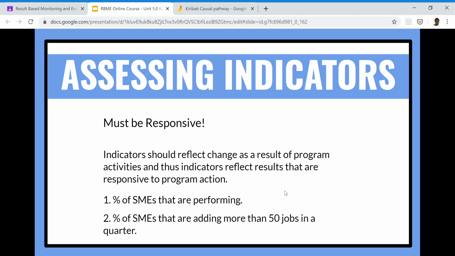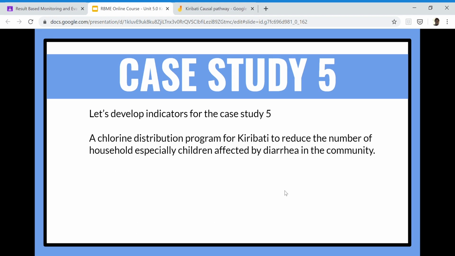And think about criteria for selecting your indicators. It needs to be measurable, practical, responsive, and useful to your management as well.